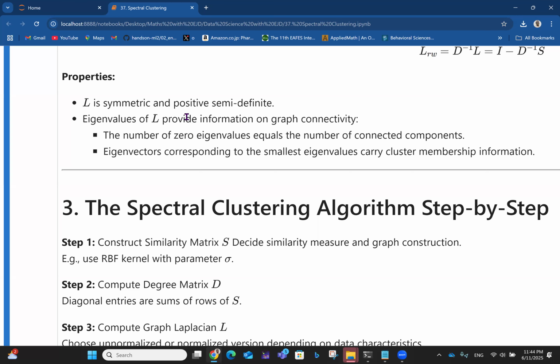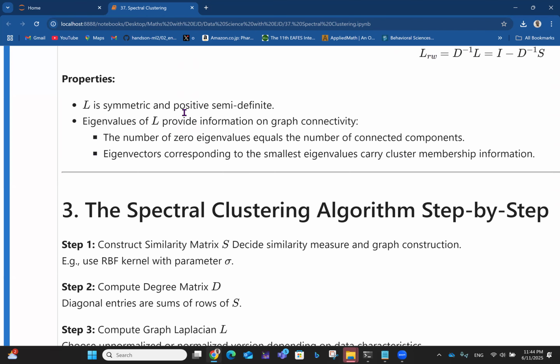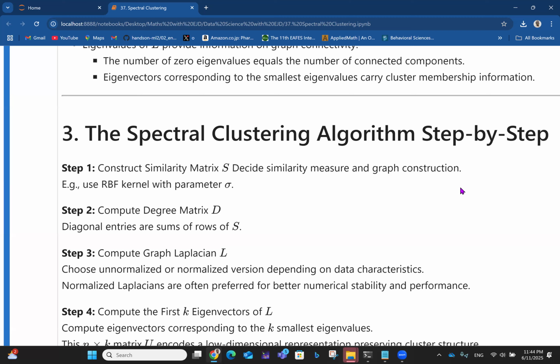Eigenvalues of L, of course, L is the graph Laplacian, right? Eigenvalues of the Laplacian provide information on graph connectivity. The number of zero eigenvalues equals the number of connected components. Eigenvectors corresponding to the smallest eigenvalues carry cluster membership information. So this is also using some of these ideas. I think under numerical analysis, I got to a point where I did some things strictly on eigenvalues and eigenvectors. So they can give a whole lot of information depending on the context we are working in.